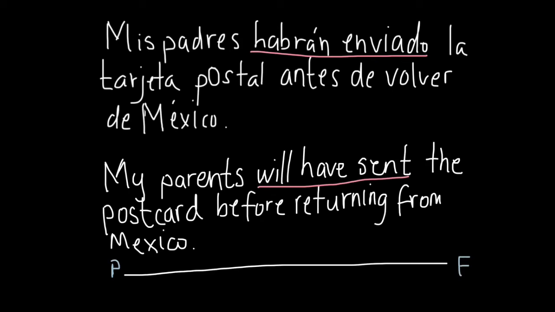So if we have our timeline, action one will be habrán enviado, will have sent the postcard, and then the second action will be volver de México, or returning from Mexico.